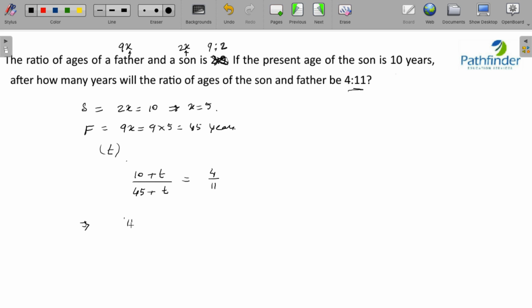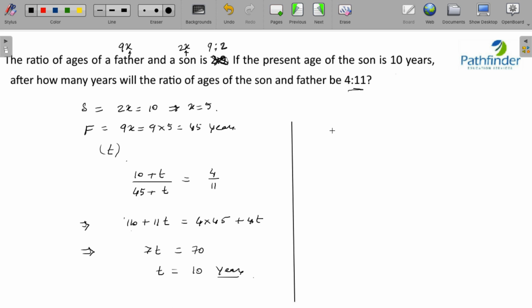So now all that remains is solving this basic equation. 11 into 10, 110, plus 11 times t is equal to 4 into 45 plus 4 times t. So we have 11t minus 4t, that is equal to 7 times t, and we have 4 into 45 minus 110. 4 into 45 is 180. So 180 minus 110 gives you 70. So the value of t is 10 years.